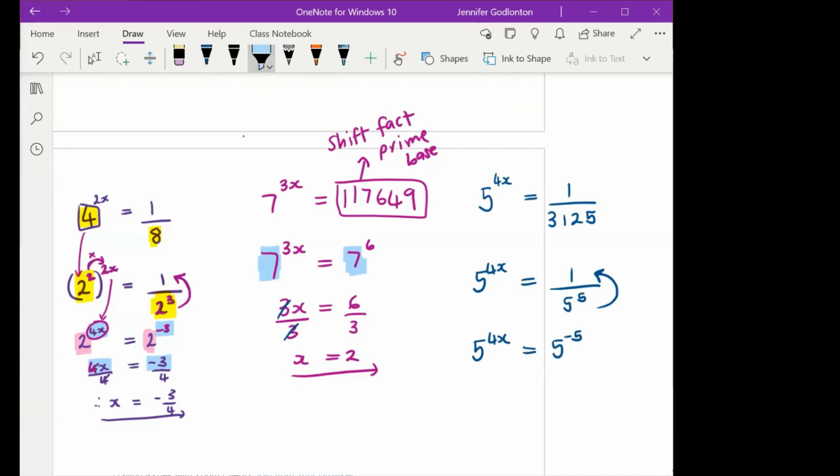Now that my bases are the same, when I say bases are the same, I mean they are both 5s, I can say that my exponents are the same. So 4x is equal to -5, and I want to know what x is, which means x is -5 over 4. So a big congrats to everyone who got that right. That is awesome. Nice job.